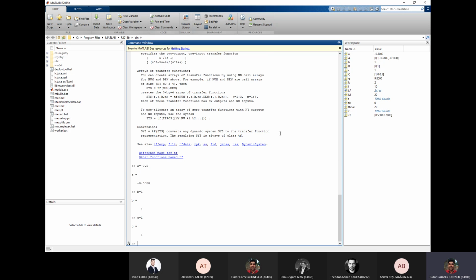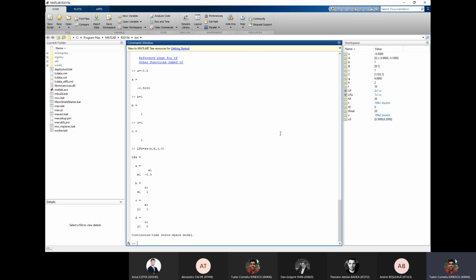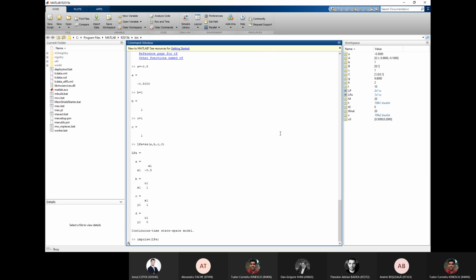And now we have LP approximated, state space of A, B, C, and 0, because we don't have a feedthrough term. Okay, and now let's do again impulse of A, B, impulse of LPA. Let's see what happens.